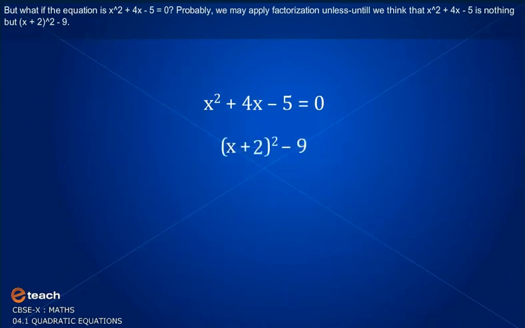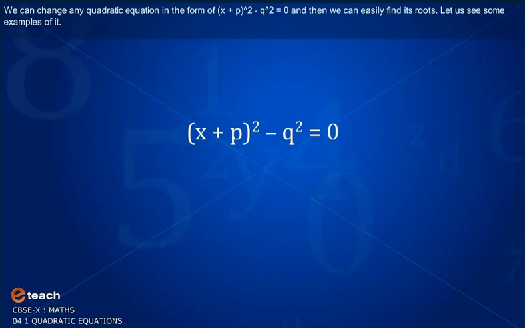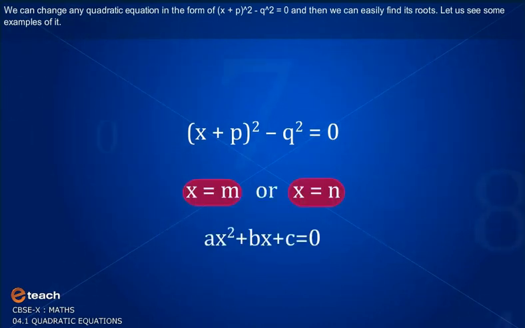Probably we may apply factorization unless and until we think that x square plus 4x minus 5 is nothing but x plus 2 whole square minus 9. We can change any quadratic equation in the form of x plus p whole square minus q square is equal to 0 and then we easily find its roots.